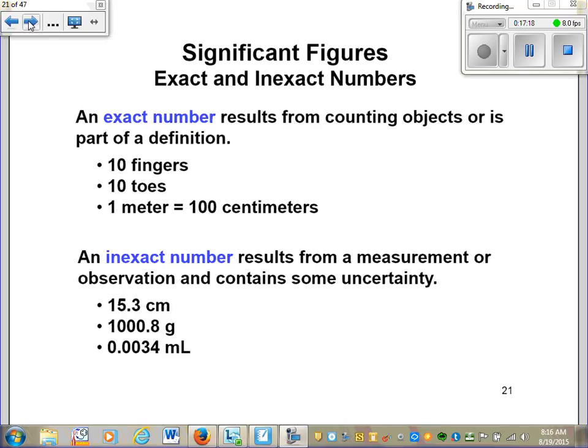An inexact number results from a measurement or observation that contains some uncertainty. You take a ruler, you measure your book, and you say it's 25.2 centimeters. There's some uncertainty. I could hand everybody a ruler, you could all measure your books, and I'm sure we would get some different answers. They'd all be close, but there'd be a little bit of difference in there.